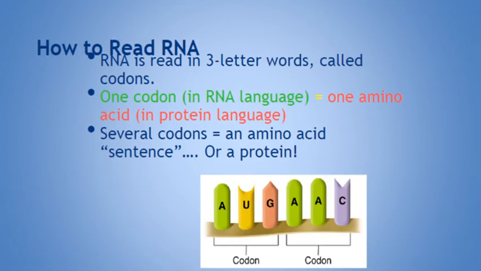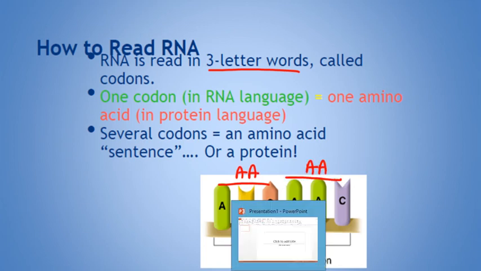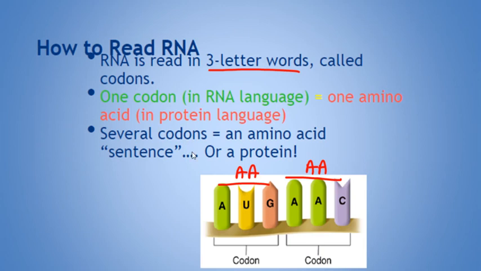So how to read RNA? 3-letter sequences called a codon. One codon per amino acid. So this codon will be one amino acid. This codon will be translated to another amino acid. And as you have the amino acids bonded together, that is going to make your protein.